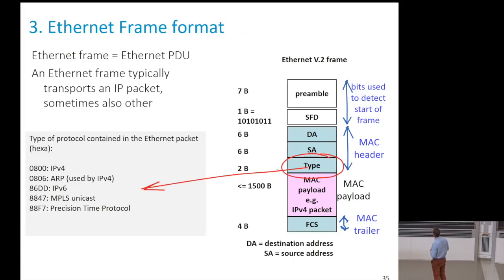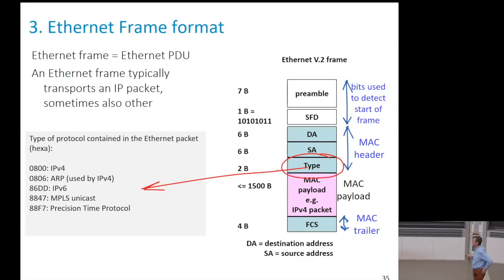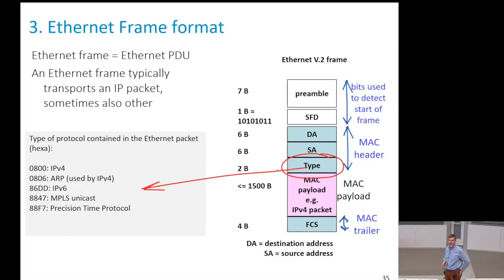Let me skip this one and move on to what I promised before. So I spoke of the Ethernet or MAC layer format. Here is one of the multiple formats. First, there are multiple physical layers. Every physical layer typically comes with a different Ethernet frame format.